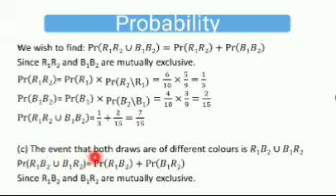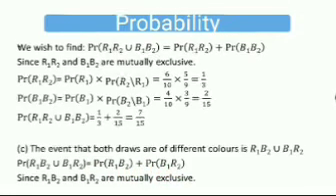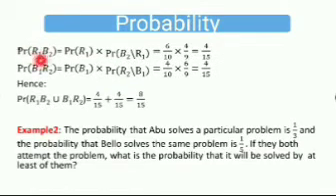The third one, the event that both draws are of different colors. Different colors means either the first draw is red and the second is blue, or the first is blue and the second is red. So this is the probability now of R1 B2 or B1 R2, which is equal to this. And since they are mutually exclusive, what we are going to get now is probability of R1 multiplied by probability of B2 given R1.